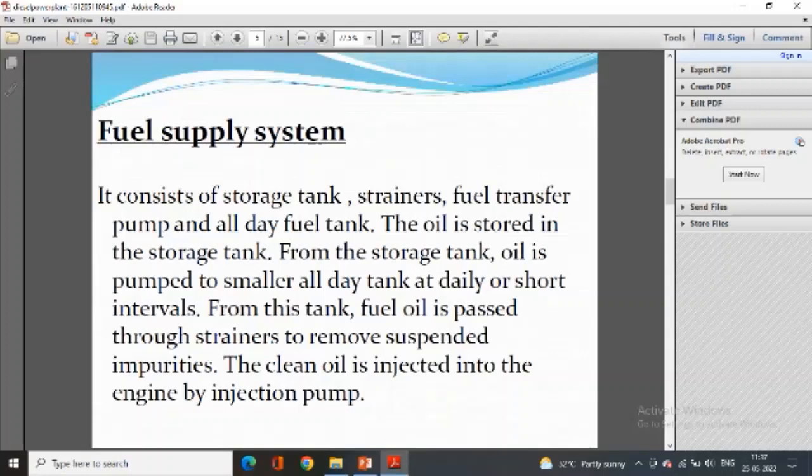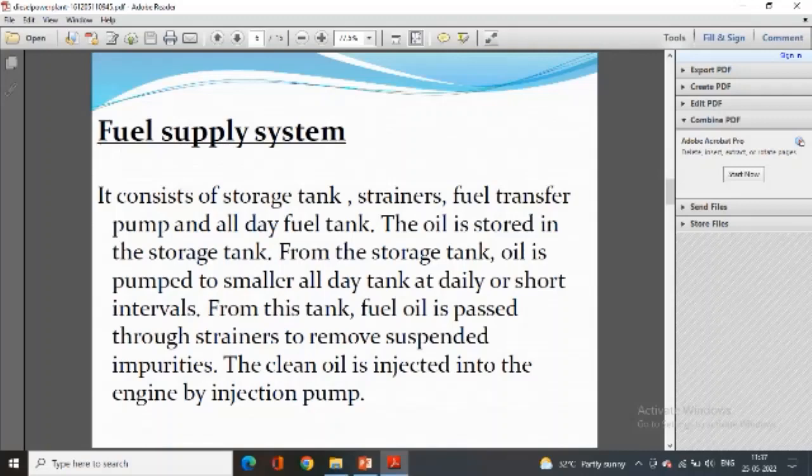Fuel supply system consists of storage tanks, strainers, fuel transfer pump, and all-day fuel tank. The oil is stored in the storage tank. From the storage tank, oil is pumped to the smaller all-day tank at daily or short intervals. From this tank, fuel is passed through the strainers to remove suspended impurities. The clean oil is injected to the engine by injection pump.